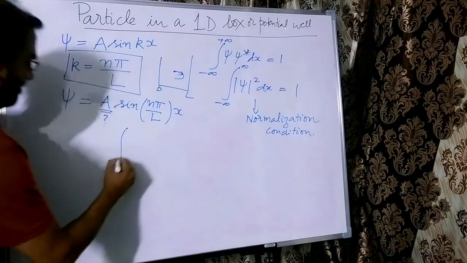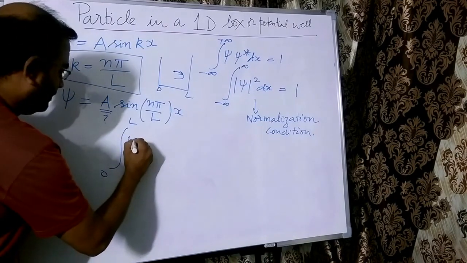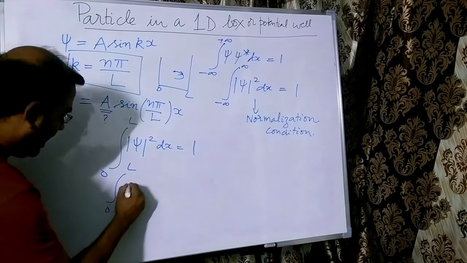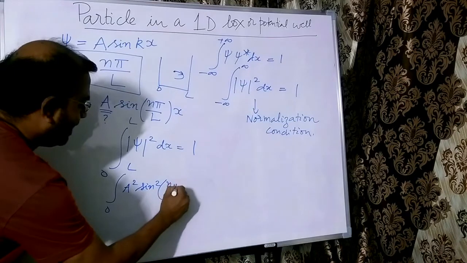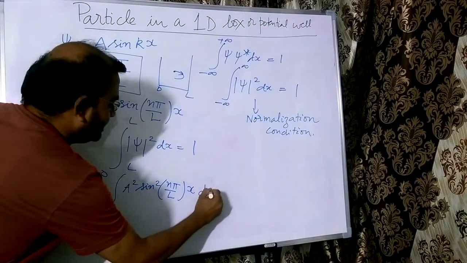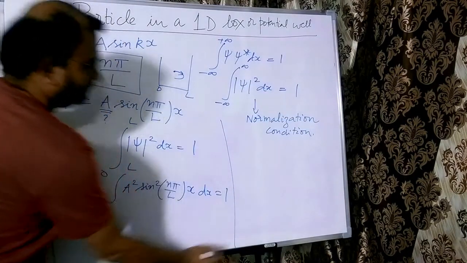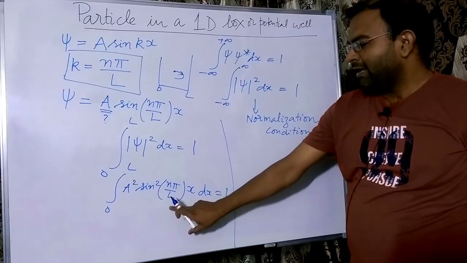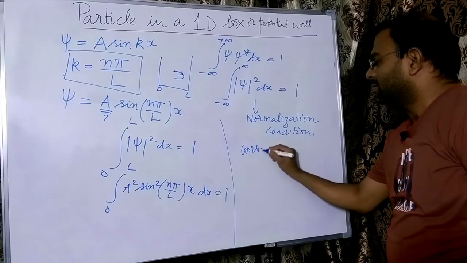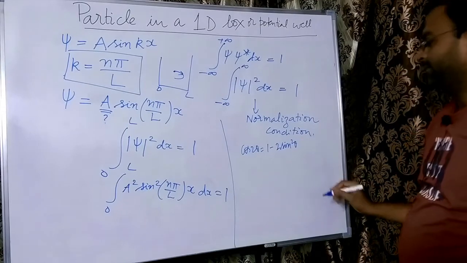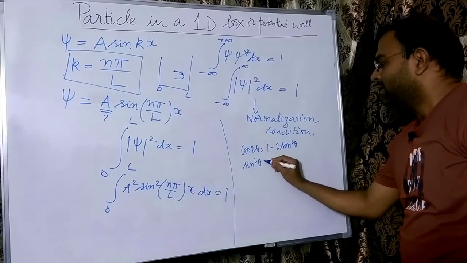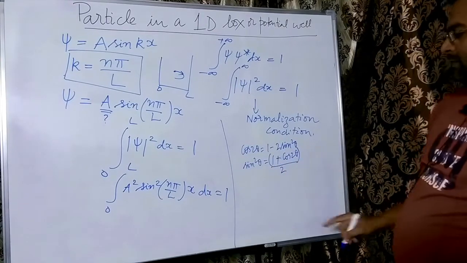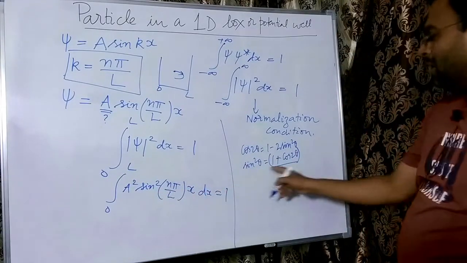So for this box, we can integrate the wave function between 0 to L, mod psi square dx is equal to 1, which would give the integral between 0 to L of a square sine square n pi over L x dx is equal to 1. Now this can be solved, integrated, by taking the formula cos 2 theta is equal to 1 minus 2 sine squared theta. So sine squared theta is equal to (1 minus cos 2 theta) over 2. So we can use this identity here to convert the sine square theta into a cos 2 theta form.